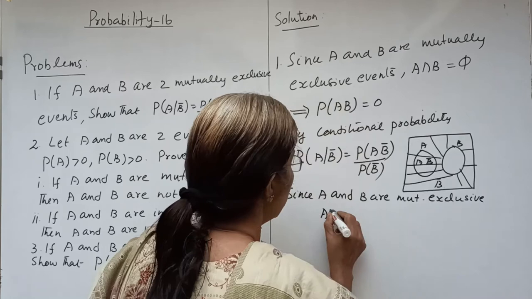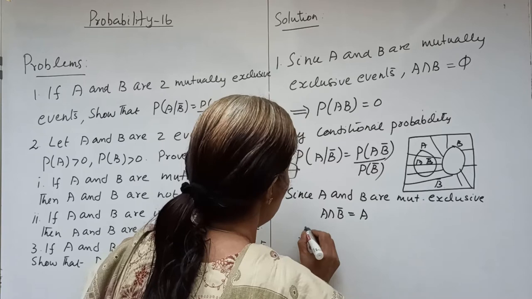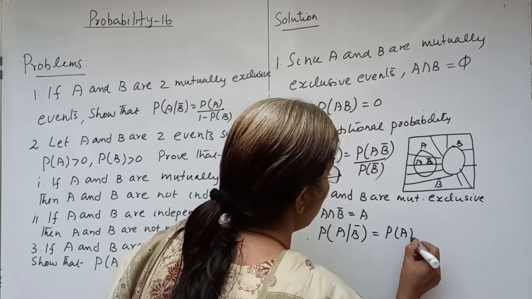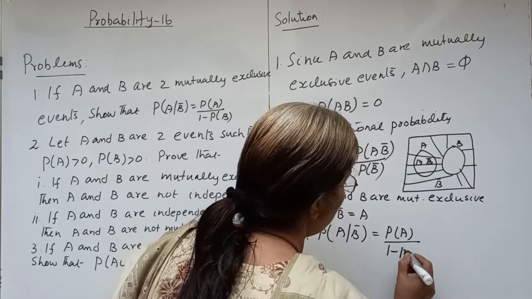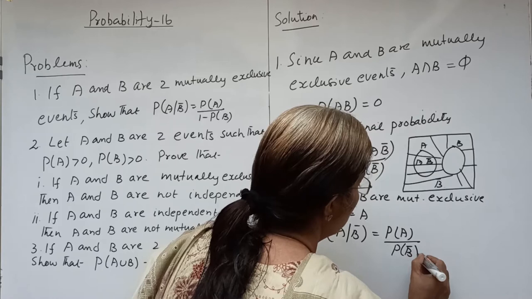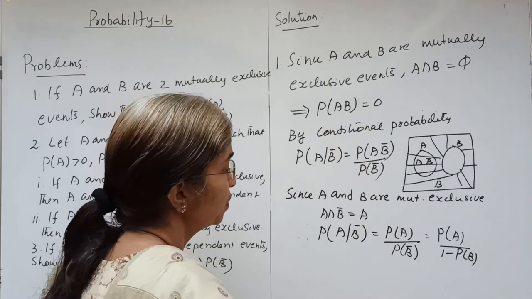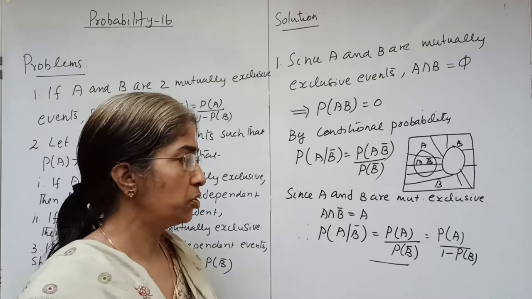Therefore P of A given B bar equals P of A divided by P of B bar, and we have P of B bar equal to 1 minus P of B. So it equals P of A divided by 1 minus P of B, which is the required result. Hence the proof. That is, we have obtained P of A given B bar equal to P of A divided by 1 minus P of B.